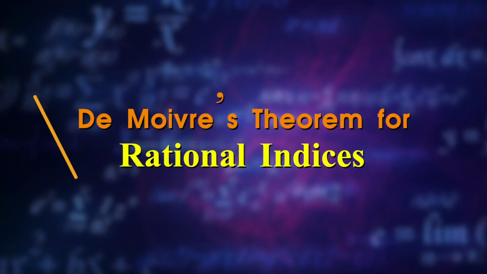De Moivre's theorem for rational indices. In this module, we are going to learn about De Moivre's theorem for rational indices and operations, namely division and multiplication of polar forms of complex numbers. These concepts are explained with various examples and some key remarks associated with it.